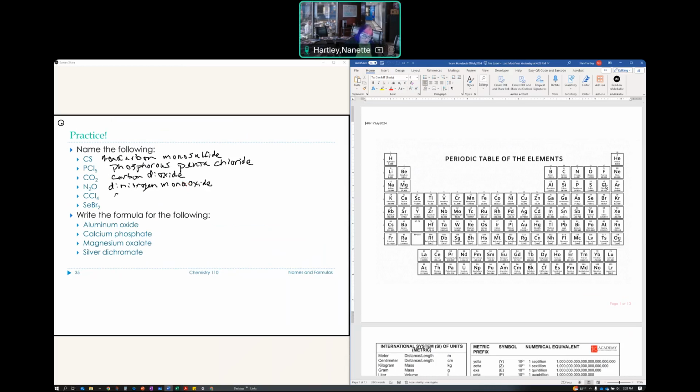C is carbon. I only have 1, so I can put it as just carbon. And I've got 4, which is tetra. And Cl is chlorine, but it's chloride. Next thing we have is Se. Se is right here. That's selenium. So selenium. And then Br becomes a bromide. There's 2 of them. Bromide.